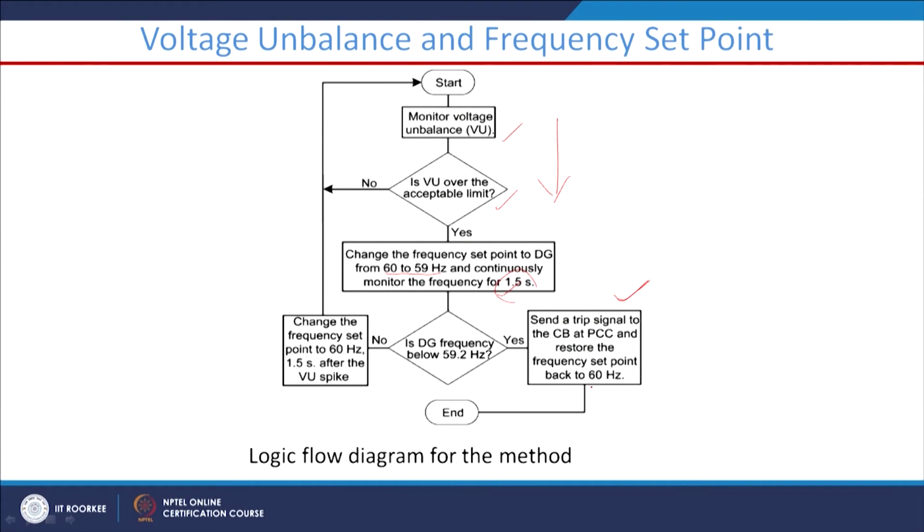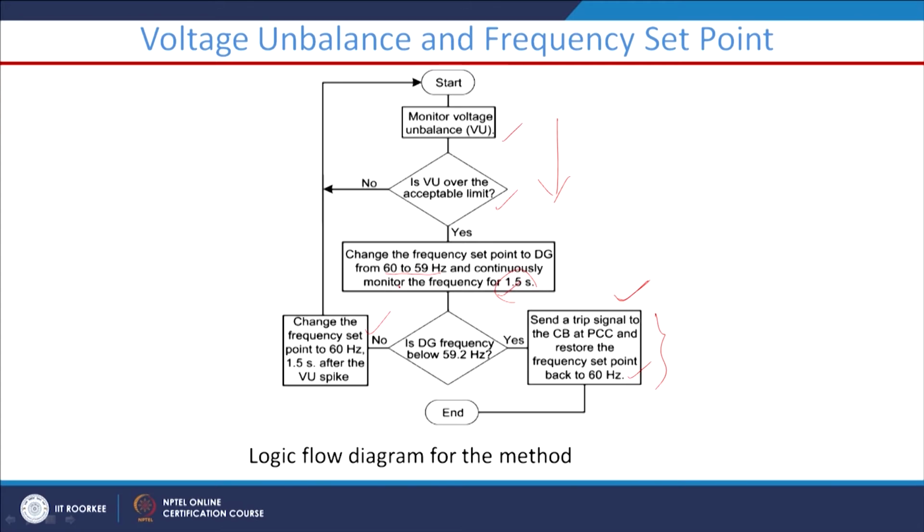So we have to generate the trip signal, and that trip signal will open this circuit breaker at PCC, and after that it will restore the frequency set point to 60 hertz. So, these are the steps. If it is no, then change the frequency set point back to 60 hertz, after the UV spike. So, these are the steps basically maintained in this particular technique, to demonstrate to you what this hybrid technique is.